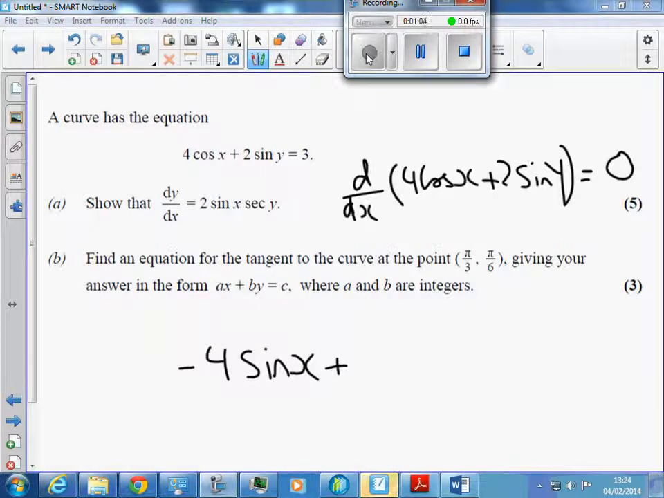The derivative of 2 sine y with respect to x: we use the chain rule and we differentiate it with respect to y. 2 cos y, and that is multiplied by dy by dx. And that is equal to 0.